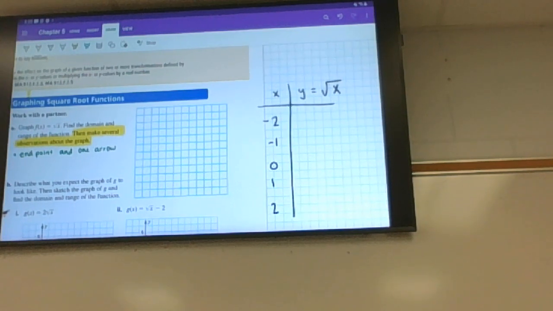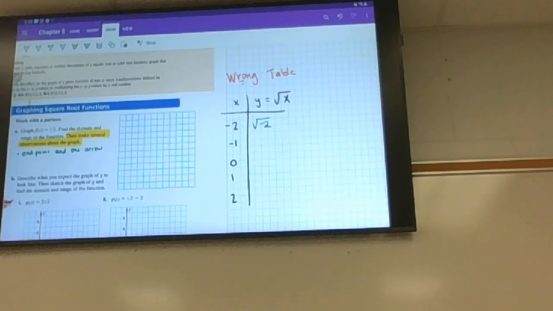I know you would rather I just tell you the absolute right way first, but the wrong table kind of helps you understand the right table. So let's look at why this table would be considered wrong for this equation. What's the square root of -2? It's imaginary. You can't graph it. It's no good, a waste of a table value. What's the square root of -1? I can't graph it. What a waste of time.